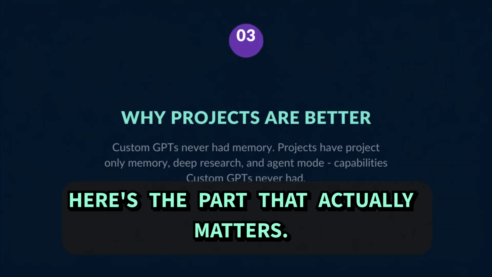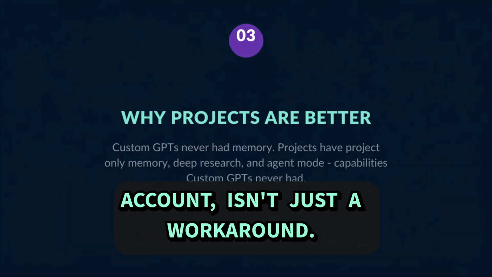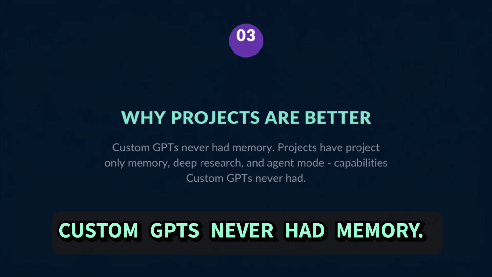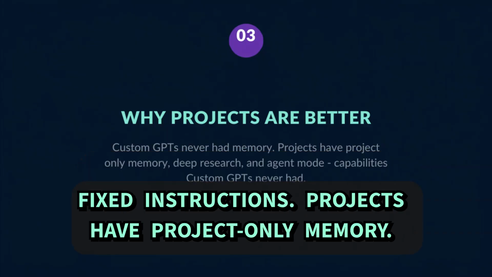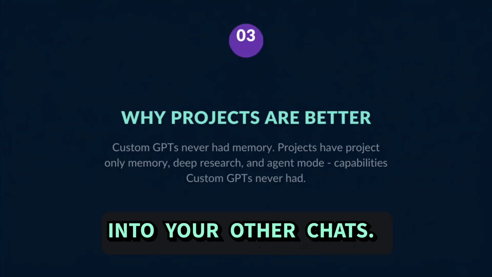Here's the part that actually matters. Projects, the feature you can still use on any personal account, isn't just a workaround. In several ways, it's genuinely more capable than custom GPTs ever were. Custom GPTs never had memory. Every conversation started completely fresh from the same fixed instructions. Projects have project-only memory. It remembers context specific to that workspace without bleeding into your other chats.